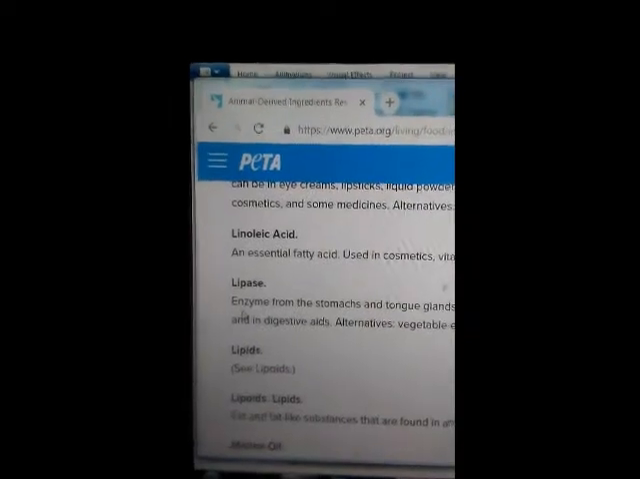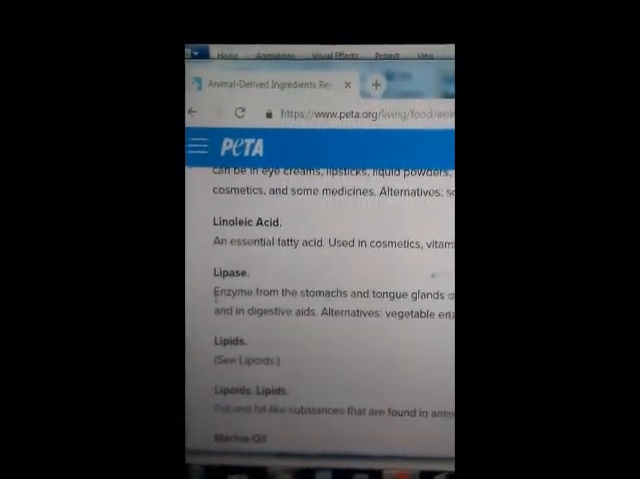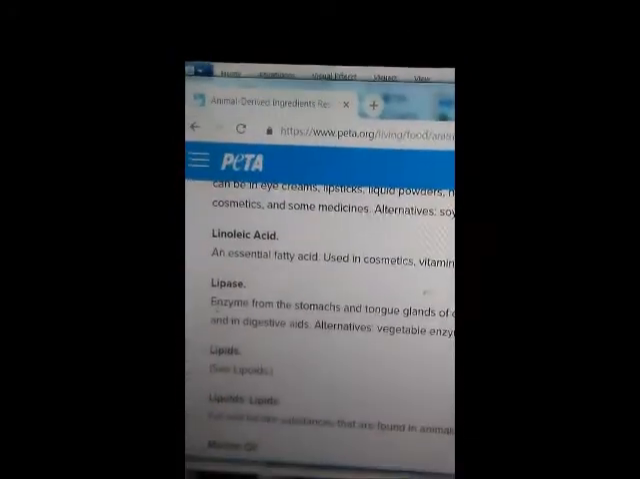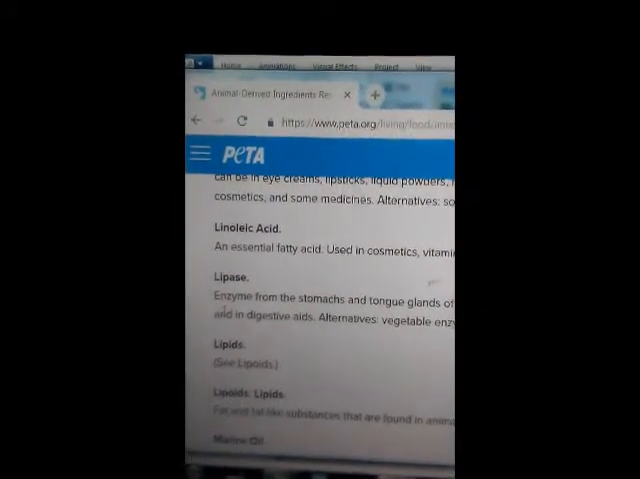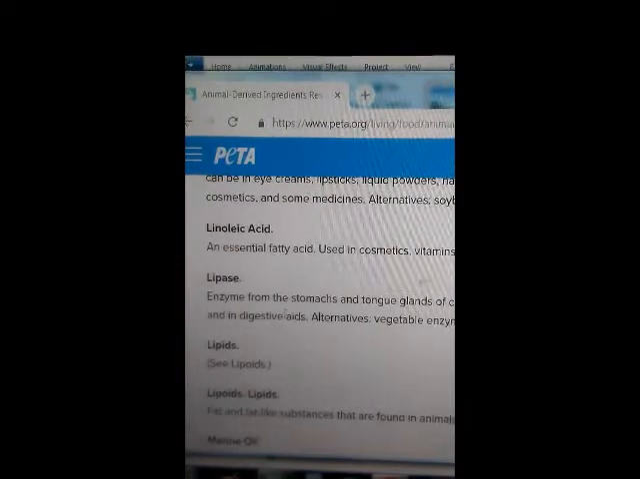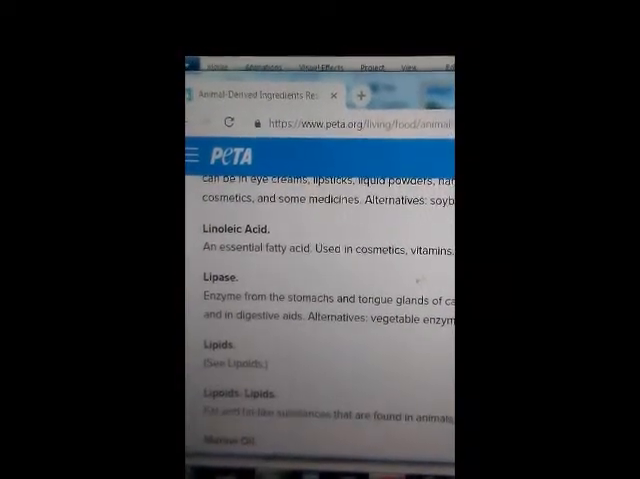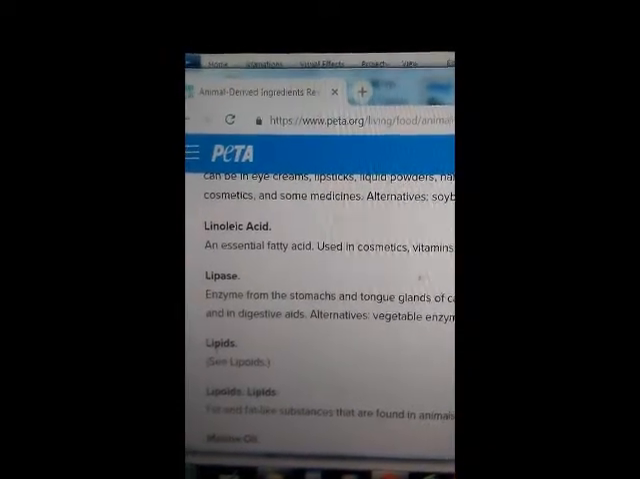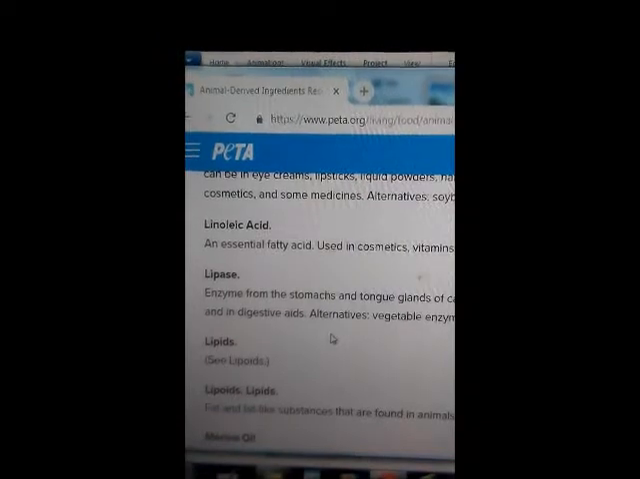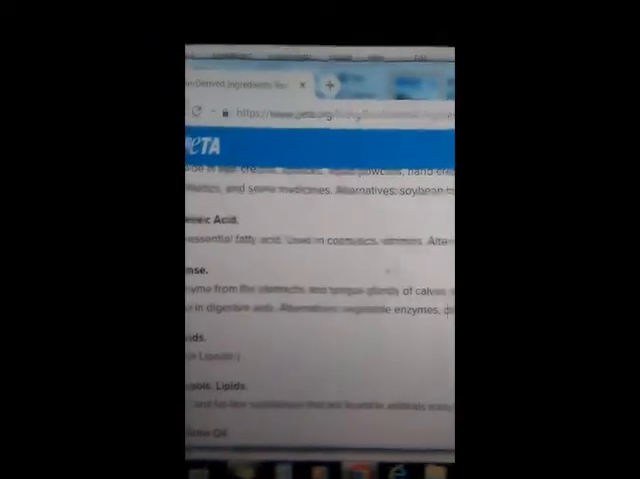Okay, you got the linoleic acid, an essential fatty acid used in cosmetics, vitamins. And then you got the lipase, an enzyme from the stomachs and tongue glands of cows, kids, and lambs, used in cheese making and in digestive aids. Alternatives: vegetable enzymes, castor beans.